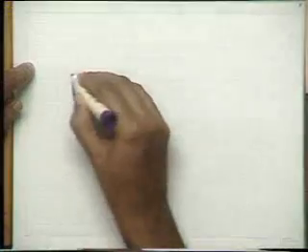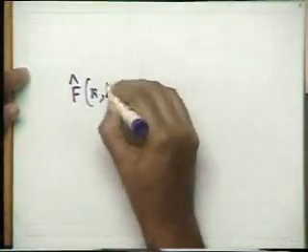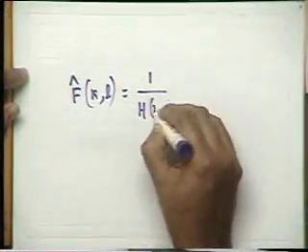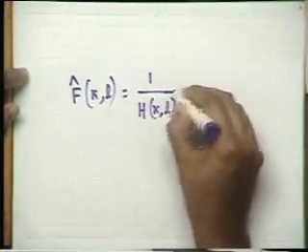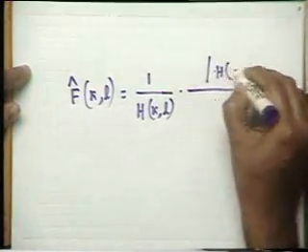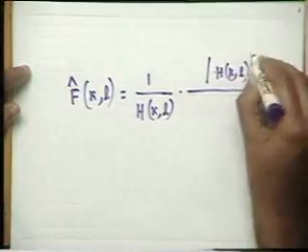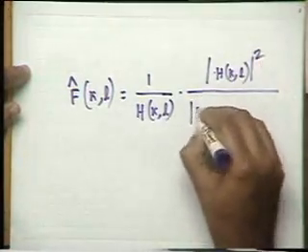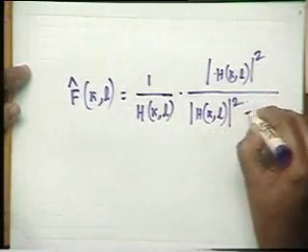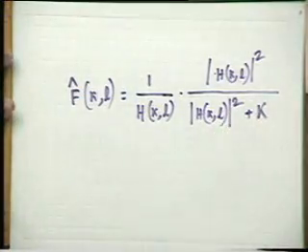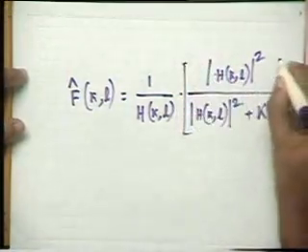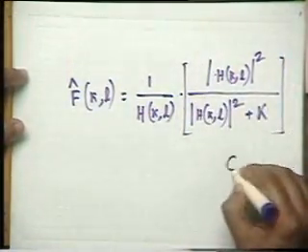F hat of KL equals 1 upon H of KL multiplied by mod of H of KL square divided by mod of H of KL square plus that constant K, and obviously this whole thing multiplied by G of KL.